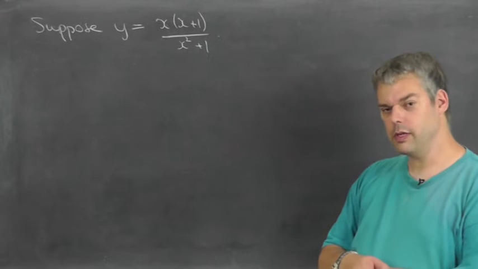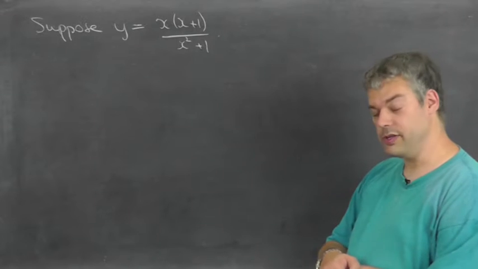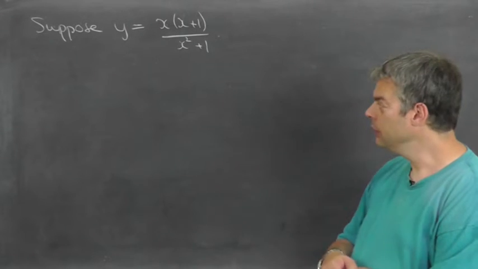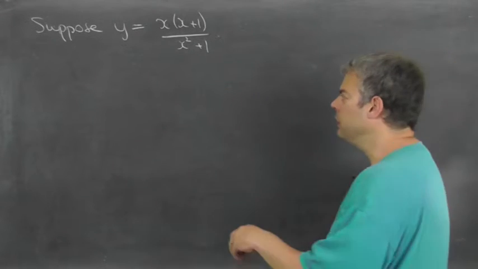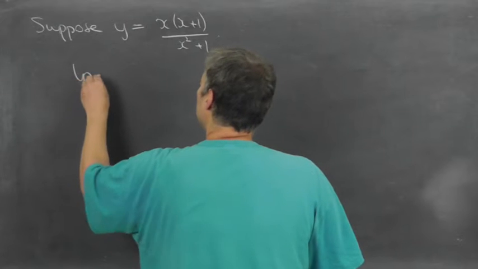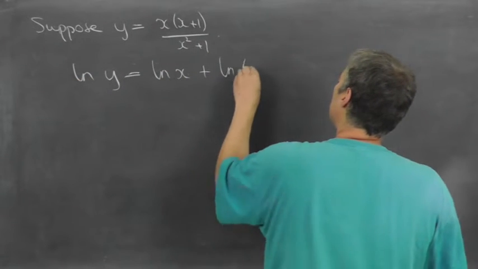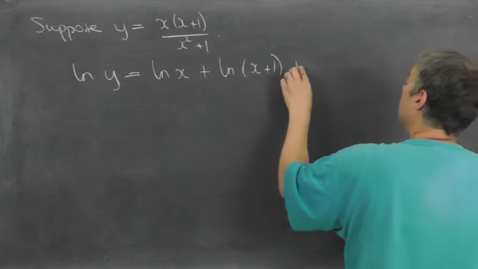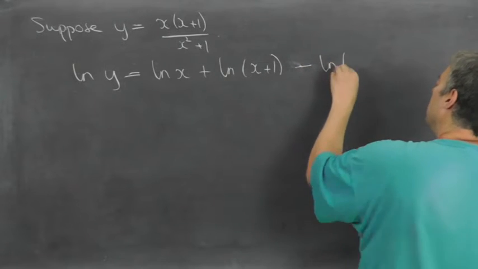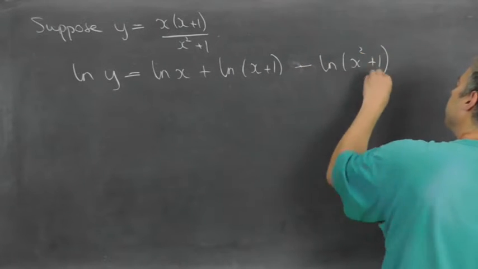Sometimes we can take logarithms and use our laws of logarithms to simplify expressions. So let's take logs here. If we take logarithms, we find that the natural logarithm of y is the natural logarithm of x plus the natural logarithm of x plus 1 minus the natural logarithm of x squared plus 1.